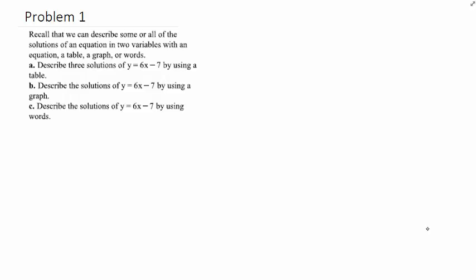Problem number 1. Recall that we can describe some or all of the solutions of an equation in two variables with an equation, a table, a graph, or words. So we have an equation that's given here. Describe three solutions of y is equal to 6x minus 7, that's the equation, by using a table. So let's do a table.